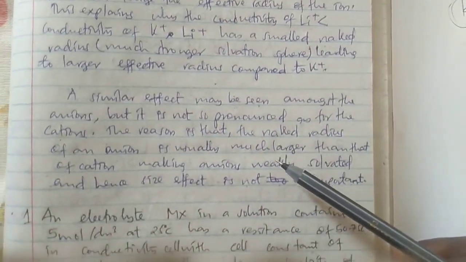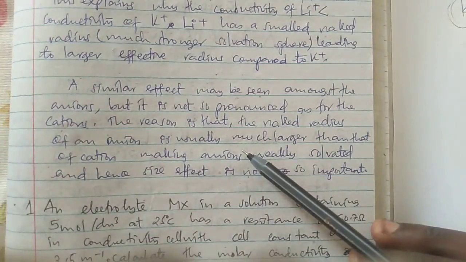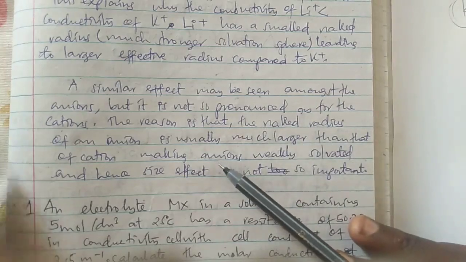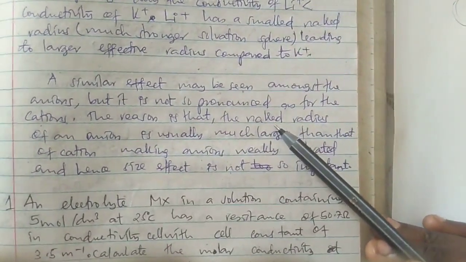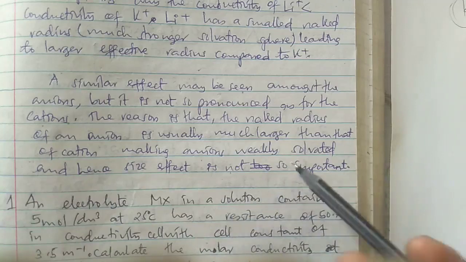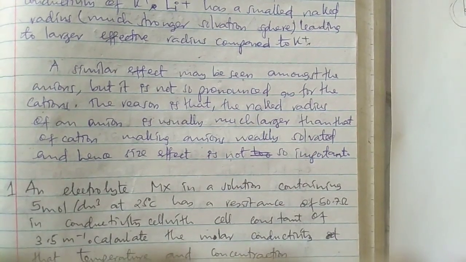Similarly, a similar effect may be seen among the anions, but it is not so pronounced as for cations. The reason ni kwa sababu anions hazina uwezo mkubwa wa kuattract water kwa sababu zina excess electron. The reason is that the naked radius of an anion is usually much larger than that of a cation, making anions weakly solvated, and hence the size of the effective radius is not so important.